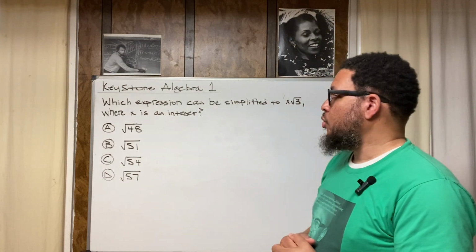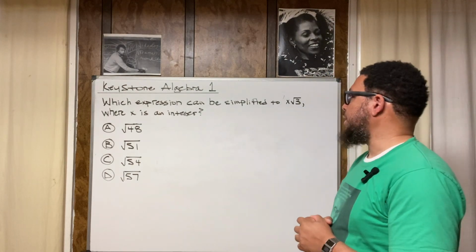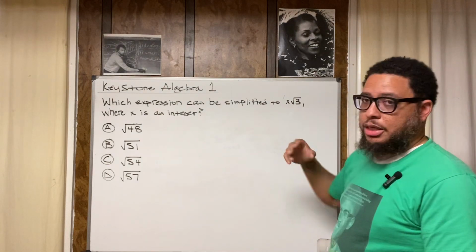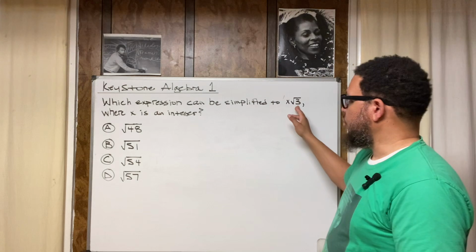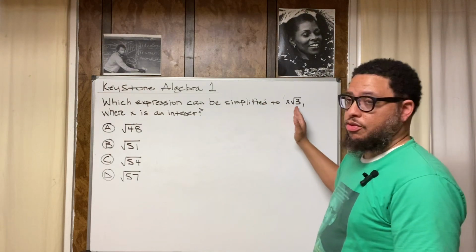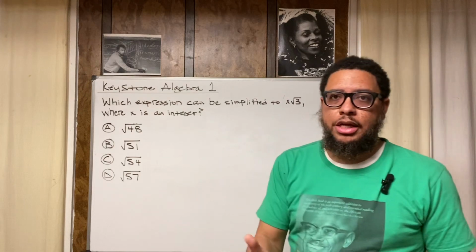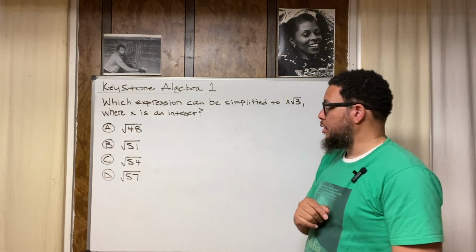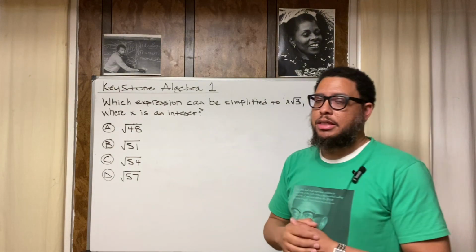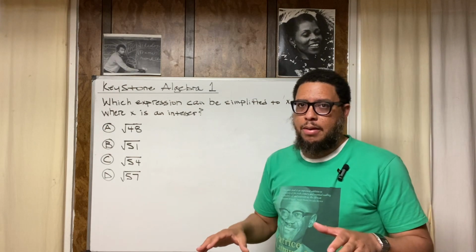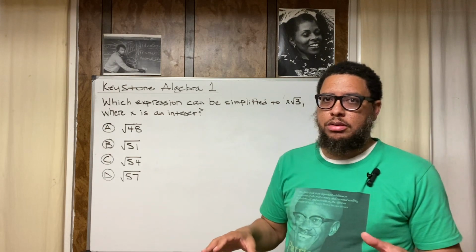It says, which expression can be simplified to x root 3, root meaning square root, x root 3, or x times the square root of 3, where x is an integer. What's an integer? Make sure you know what an integer is. All right, an integer is a number, basically. I'll give you an example. No decimal, no fraction parts.